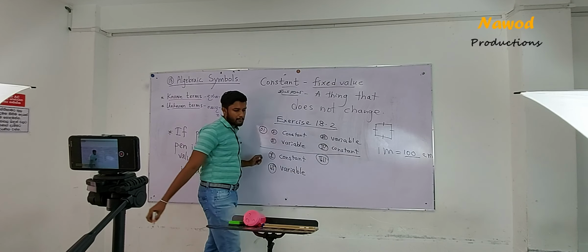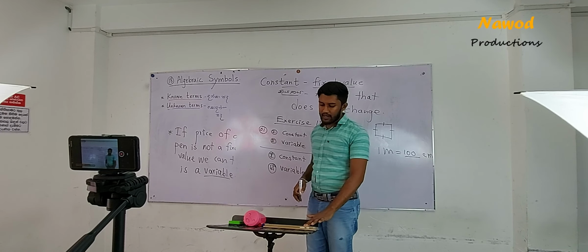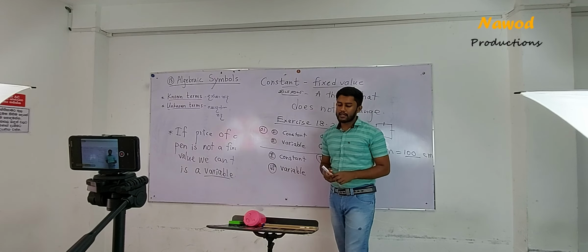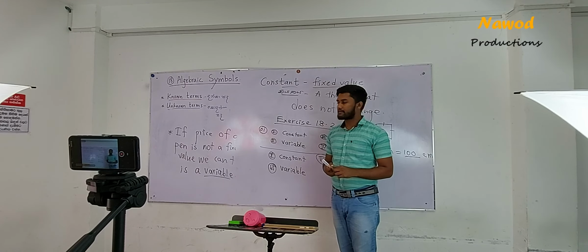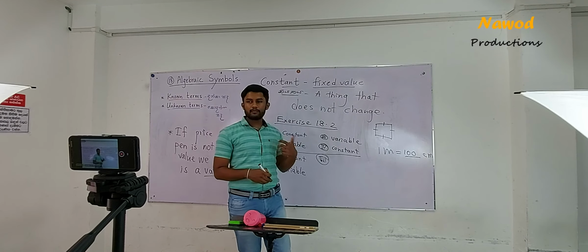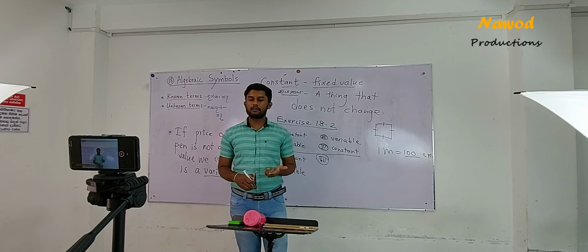Seventh one. The distance travelled by a vehicle on 1 liter of petrol.